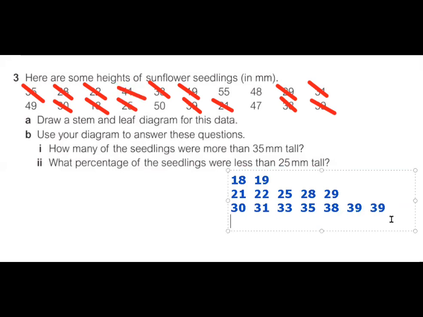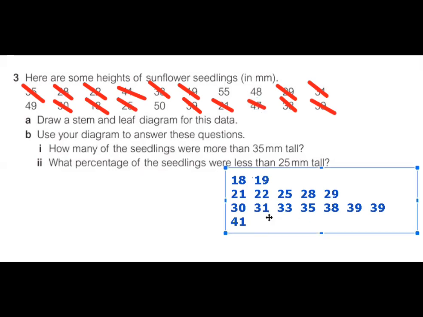So 41. And because we changed the tens from 30 to 40, it means we're going to start a new line. Now, what's after 41? Very good. After 41, we have 47. As we said, it has to be in order.